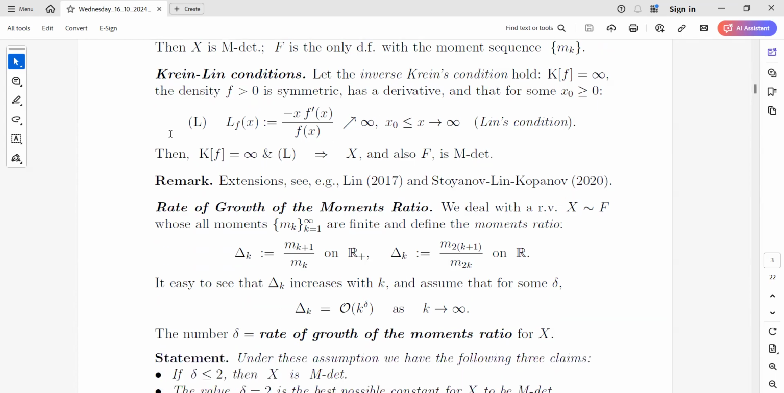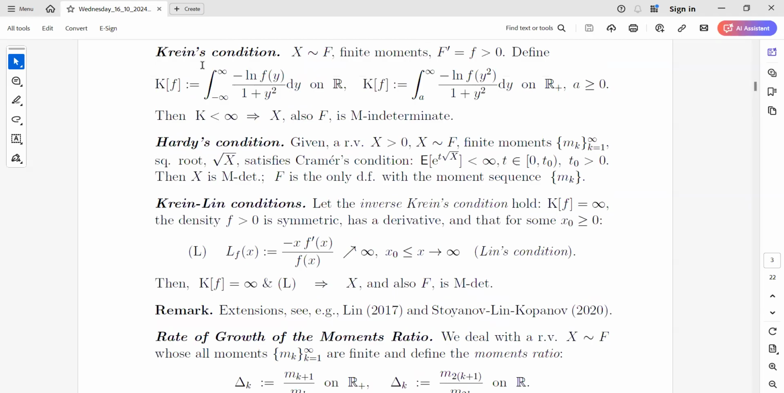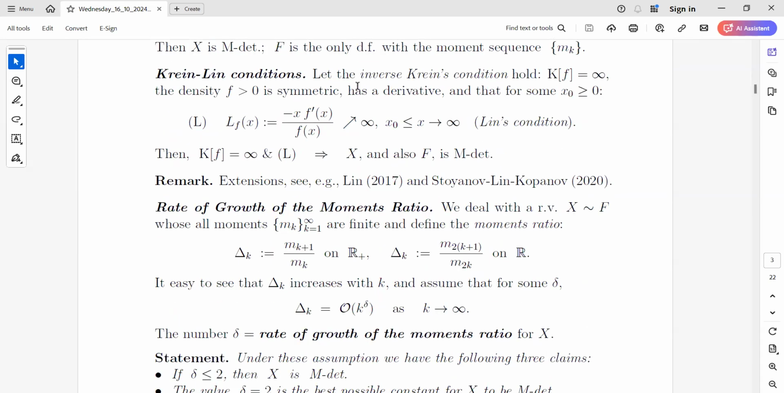And now here we have a good development. In the literature, this is called the Krein-Lin conditions or Krein-Lin technique. You remember in the Krein condition here, this is the classical Krein condition, 1944. Then here is 61, and then some other guys. And now, what will happen?